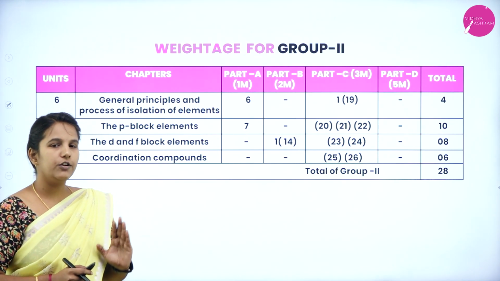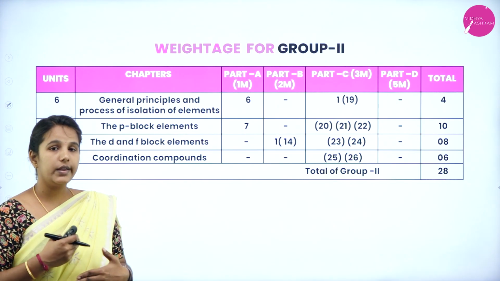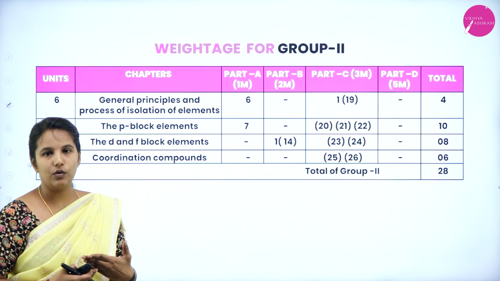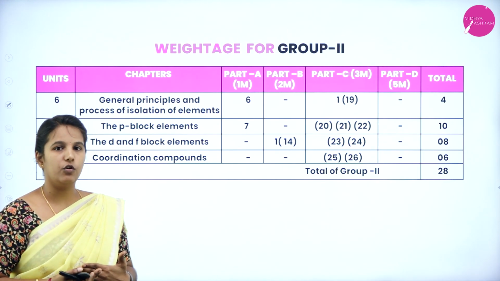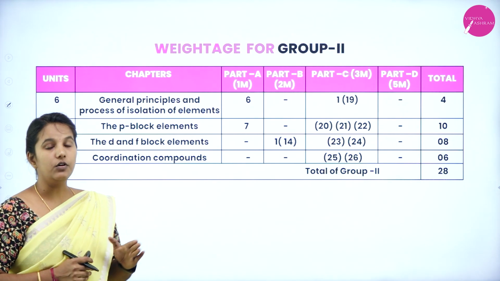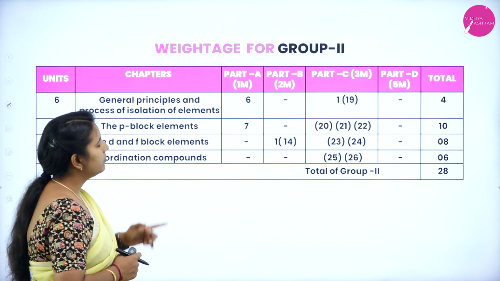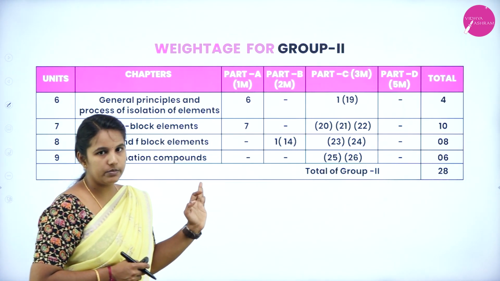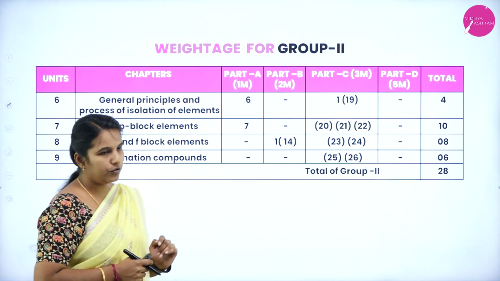So I hope you know that in your 10th standard you have studied about the metals and the non-metals. So here in this unit you are going to study about the extraction processes. Okay, how the metal will be extracted, what are the common procedures which we follow. In detail about that, we are going to study with the general principles and processes of isolation of the elements. From this unit, we can expect a 1 mark question and 1 3 mark question. The question numbers are 6 and 19, and total weightage will be 4.